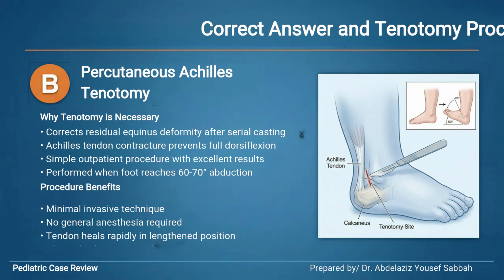It corrects residual equinus deformity that persists after successful serial casting of the other components. The Achilles tendon contracture physically prevents full dorsiflexion and must be released. It is a simple outpatient procedure with excellent results and minimal risk. It is performed precisely when the foot reaches 60 to 70 degrees of abduction, as is the case in this patient. After tenotomy, a final cast is applied for 3 weeks while the tendon heals in the lengthened position, followed immediately by the foot abduction orthosis bracing protocol.